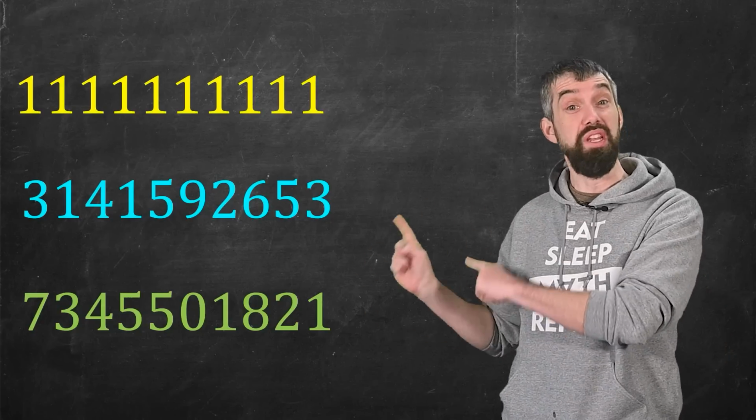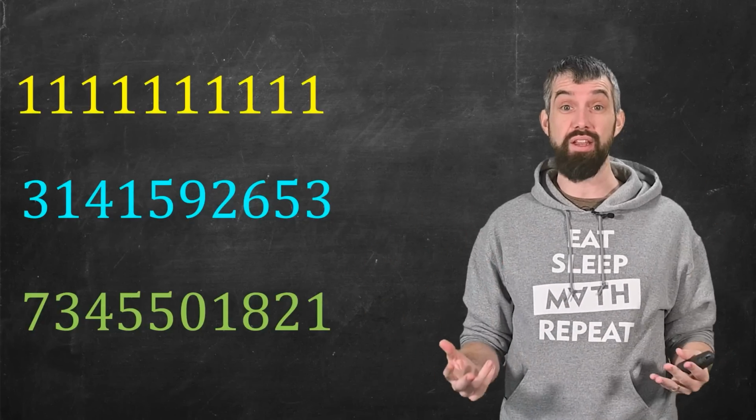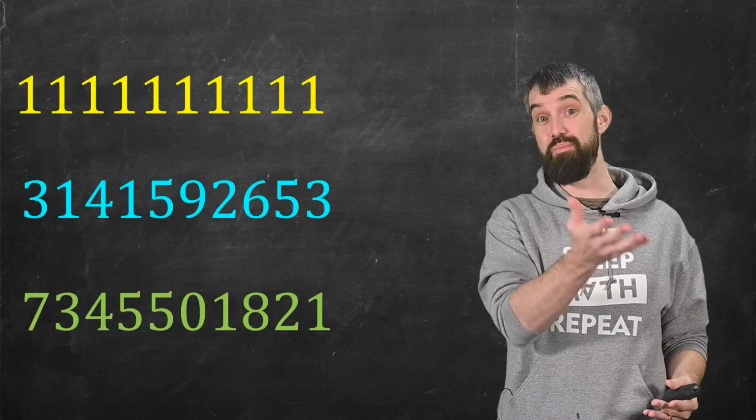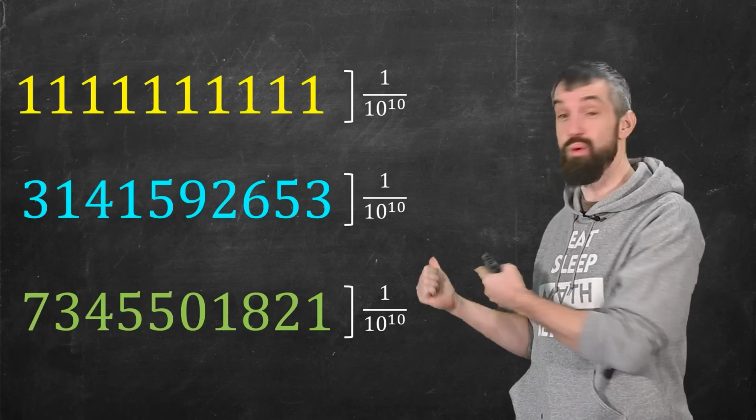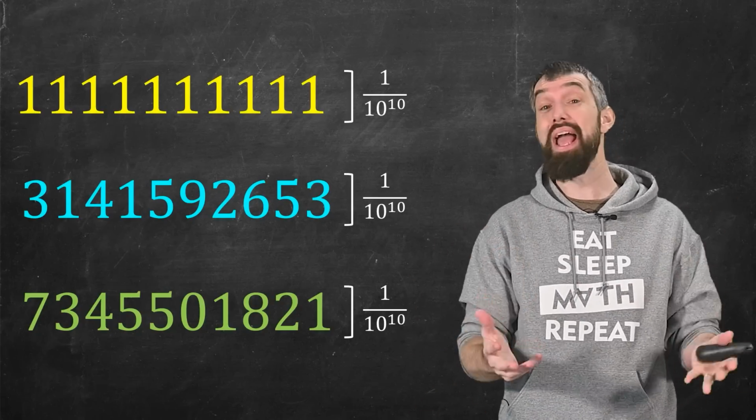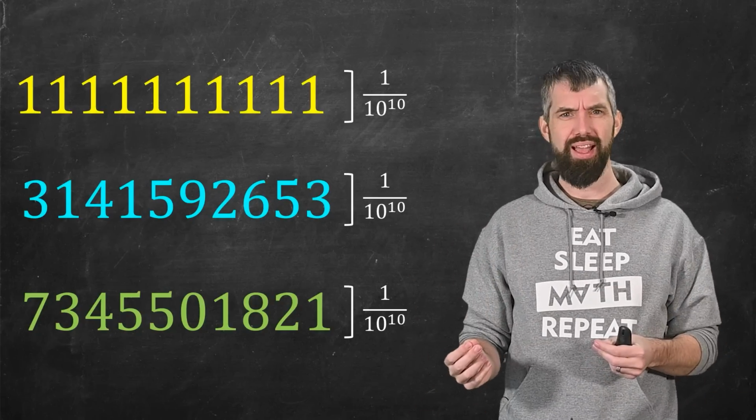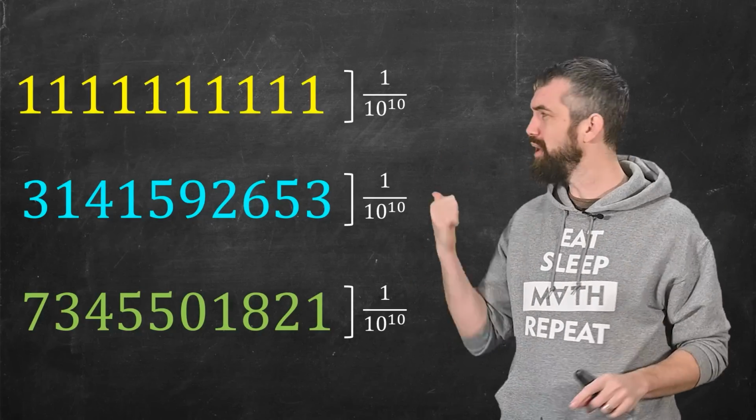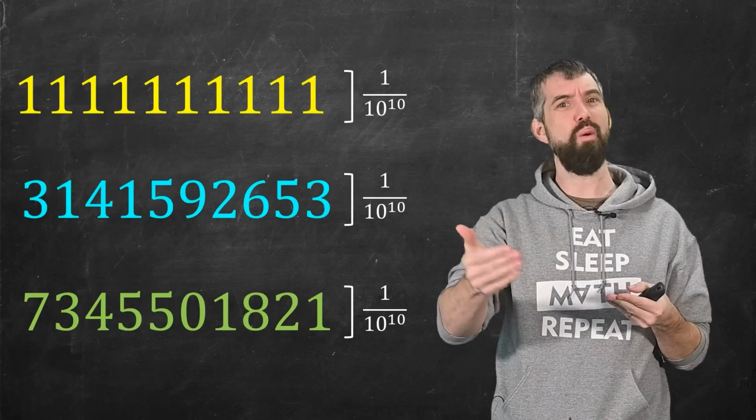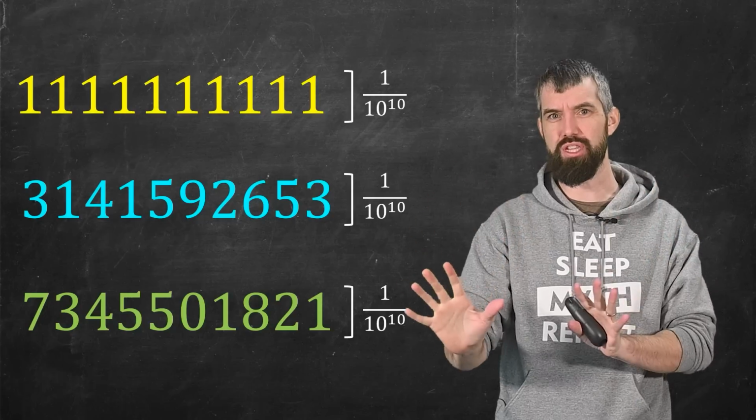Which of these three numbers is the most random? If we're talking probability, then it's all the same. There's 10 digits and there's a 1 in 10 to the 10 chance you'd randomly come up with any of them. But us humans and our pattern noticing abilities will quickly point out that the first of them, 1, 1, 1, 1, 1, that's a pattern.